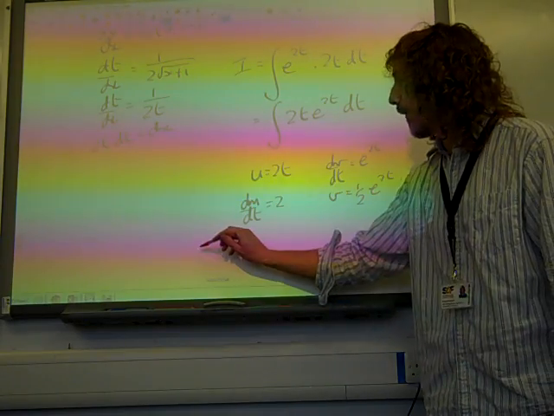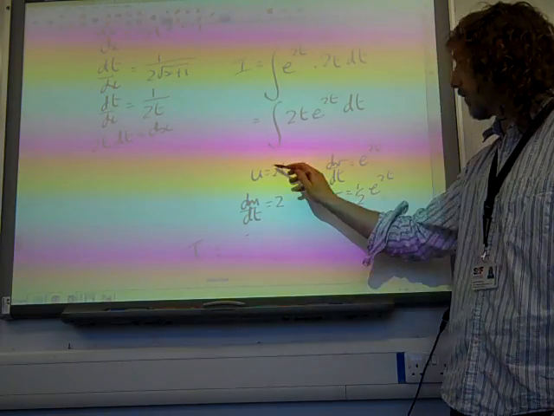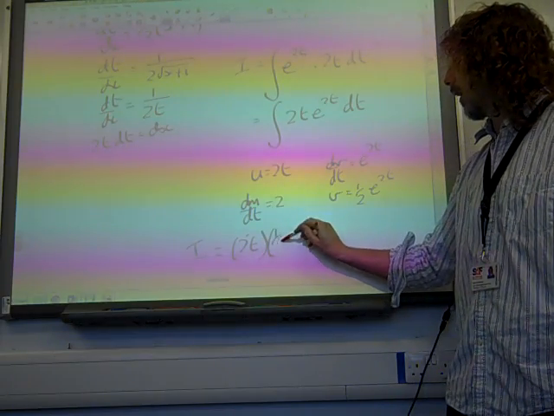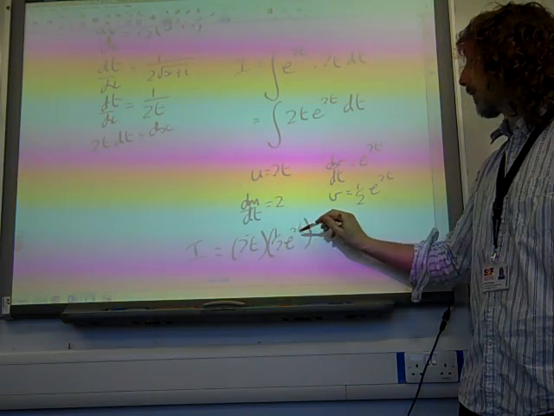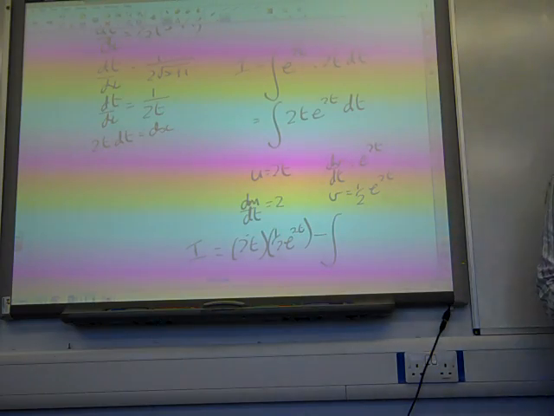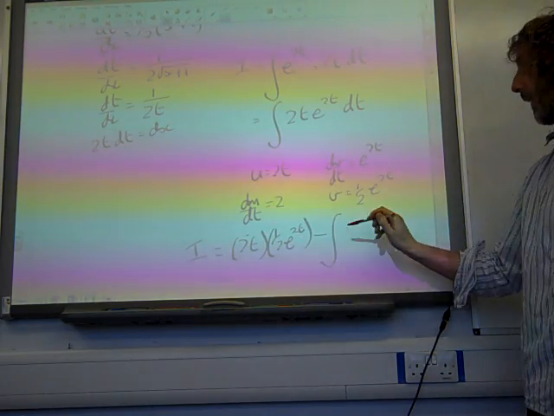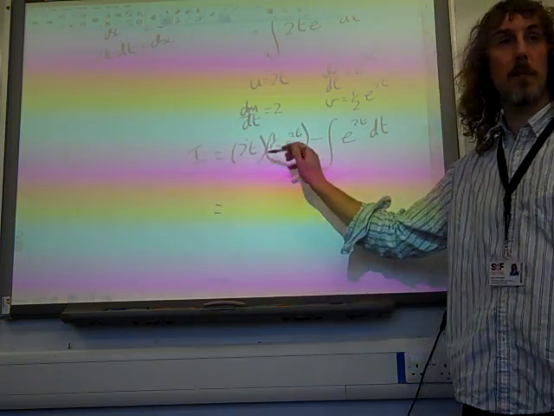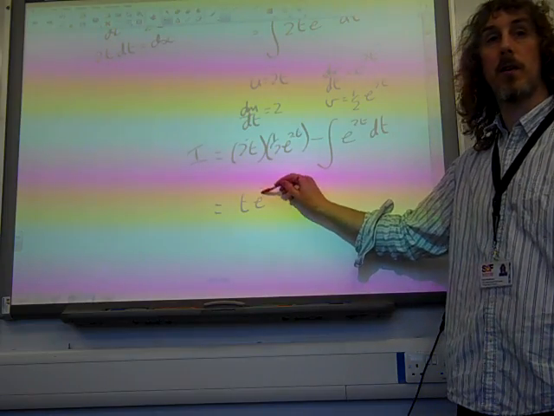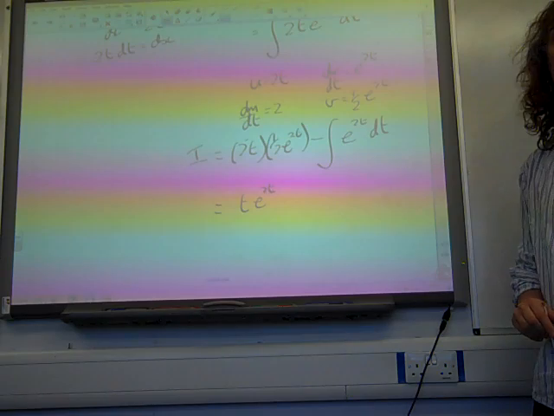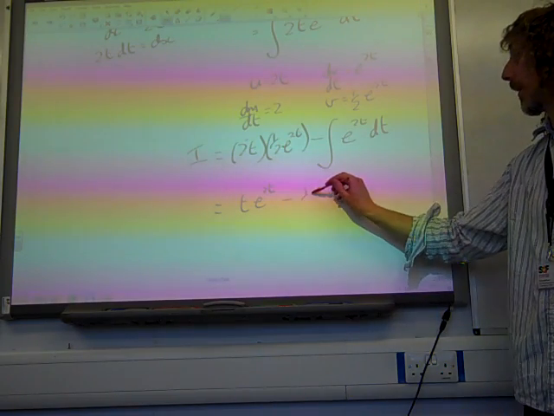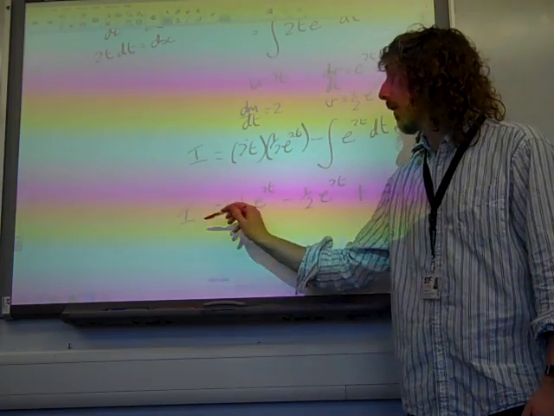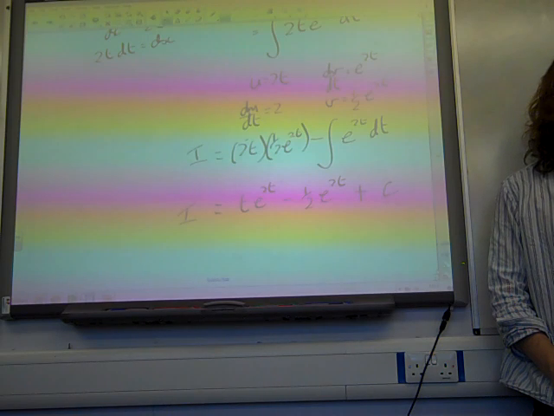So we put it all together, and our integral becomes u times v. So that's 2t times a half e to the 2t, minus the integral of v du by dt. So that would be e to the 2t dt. The 2's in that bit have cancelled out to give us t e to the 2t. Integrating e to the 2t again, we're still going to get half e to the 2t. We're going to put in our plus c.